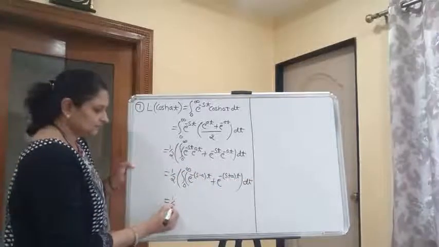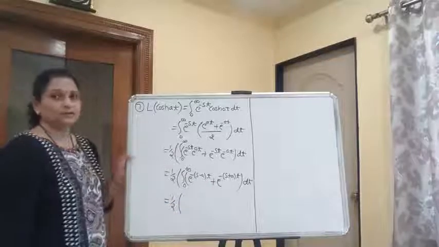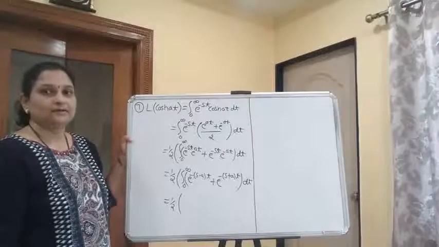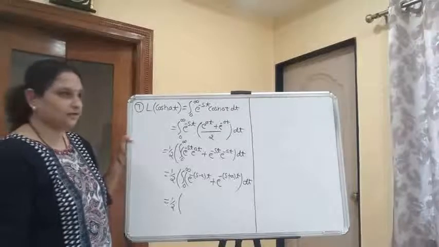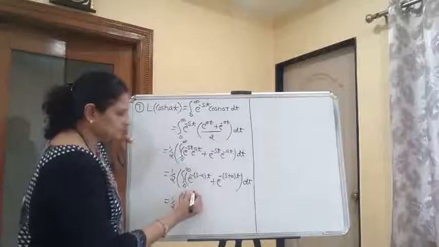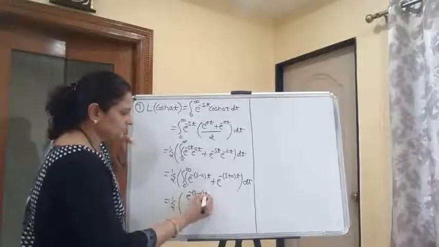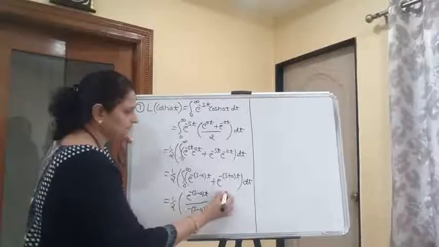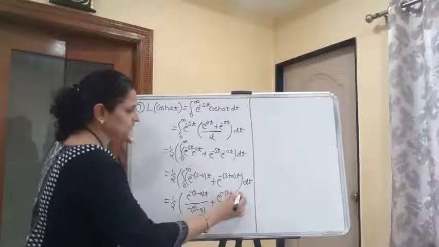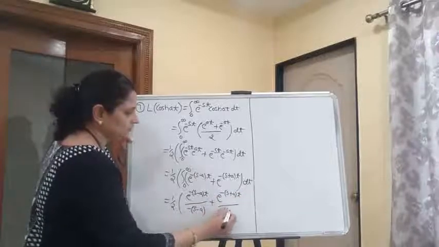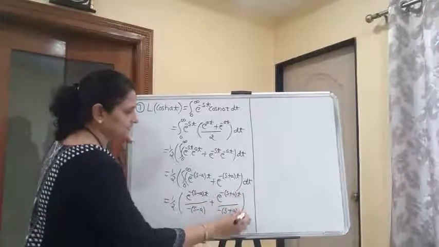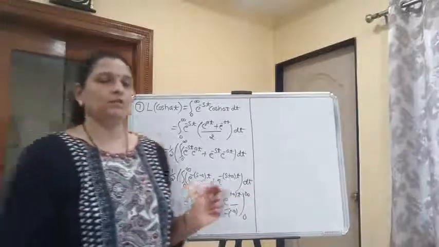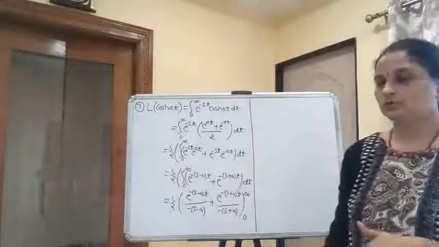Now let us integrate this. As we all know, integration of e power a into t is e power a into t by a. So using that formula of integration, this is e power minus of (s minus a) into t by minus of (s minus a) plus e power minus of (s plus a) into t by minus of (s plus a). Limit is 0 to infinity. Now let us apply the limit. Always upper limit first and then the lower limit.